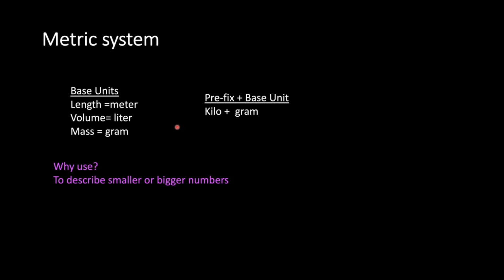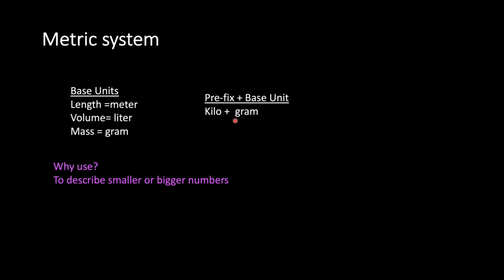In this lesson, we're going to talk about the metric system. The metric system is based on a base unit that corresponds to a certain kind of measurement. So for base units, we have length, where it's in meters, volume, that's in liters, mass, that's in grams. The prefix plus the base units make up the metric system. For example, the prefix kilo plus the base unit gram will give you a kilogram.